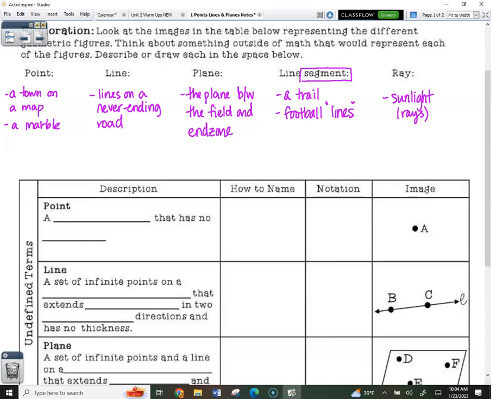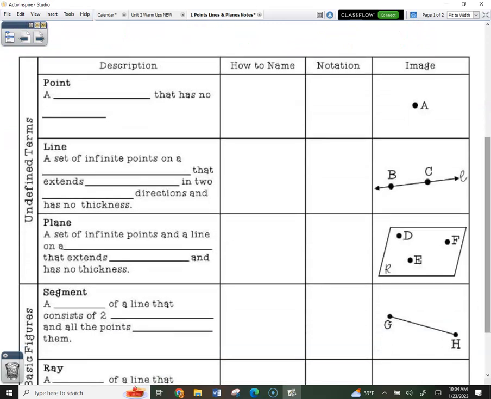Now let's get into the actual definitions, now that we've talked about real-world examples. You're welcome. I'm not expecting you to write every single one of these down. I have given you the ones where you just have to fill in the blanks. What is a point? It is a location that has no size. A lot of people think a point has some type of depth to it, and it doesn't. It's literally me just saying, hey, direct your attention right here.